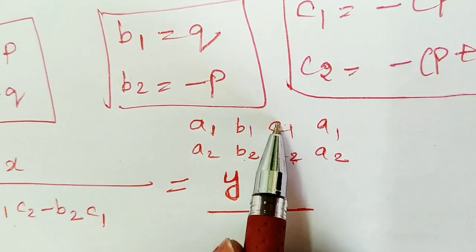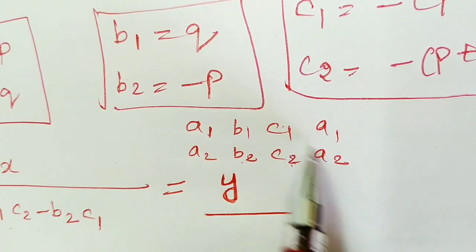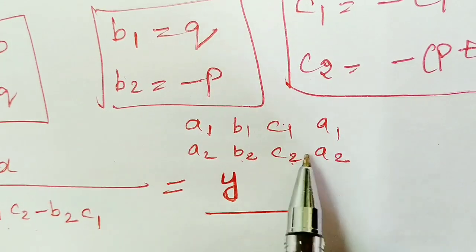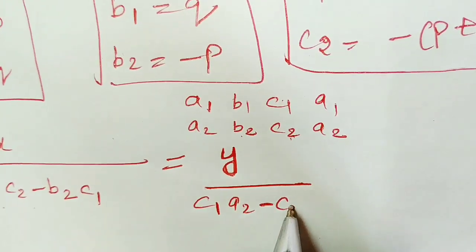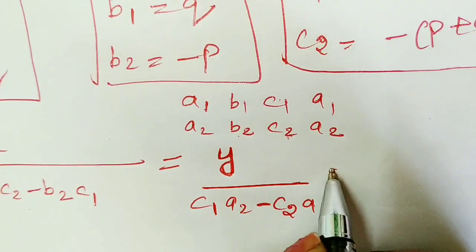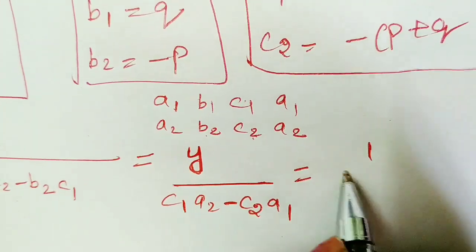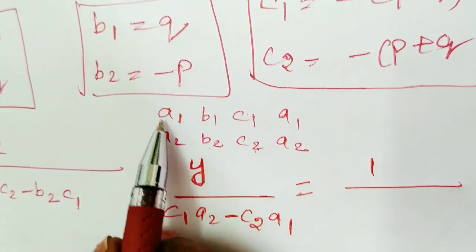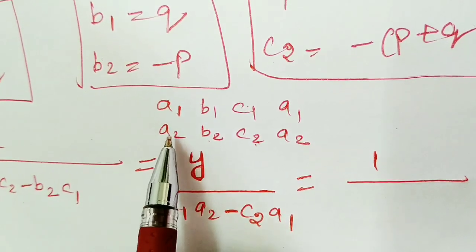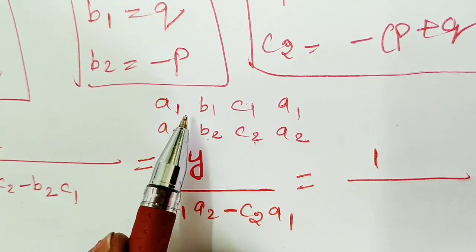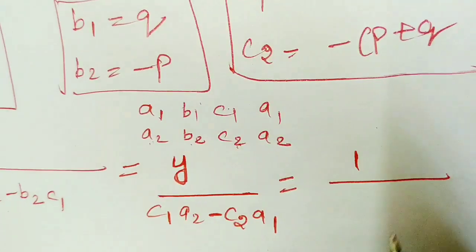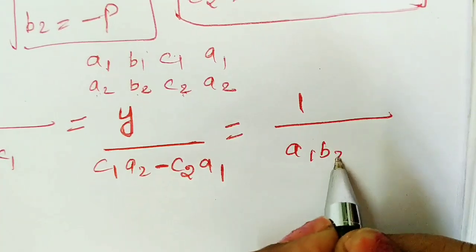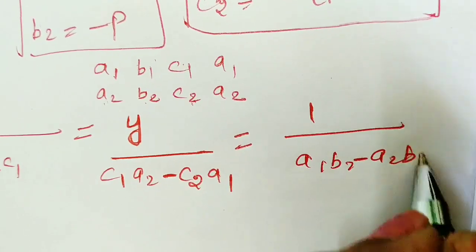Now cross multiply these two values. c1 into a2 minus c2 into a1. Write the formula: c1 into a2 minus c2 into a1 is equal to 1 divided by first two pairs, a1 into b2 minus a2 into b1. How will you cross multiply? a1 into b2 minus a2 into b1.